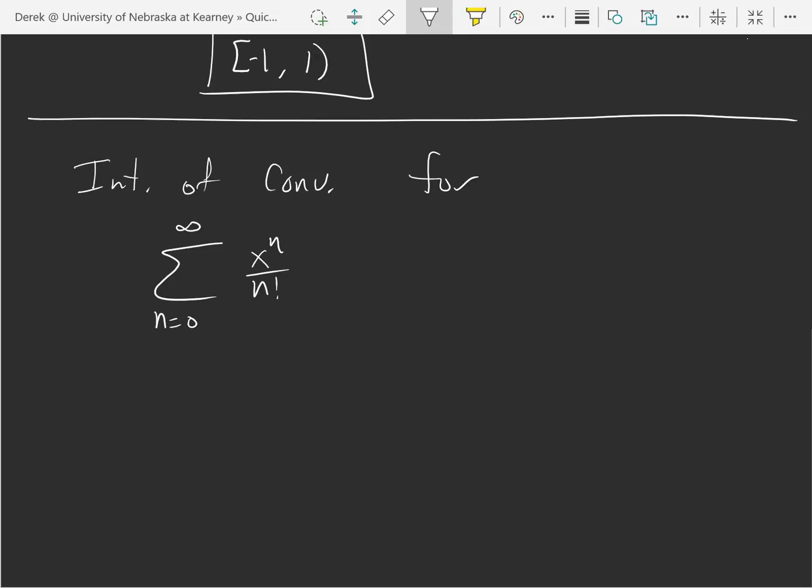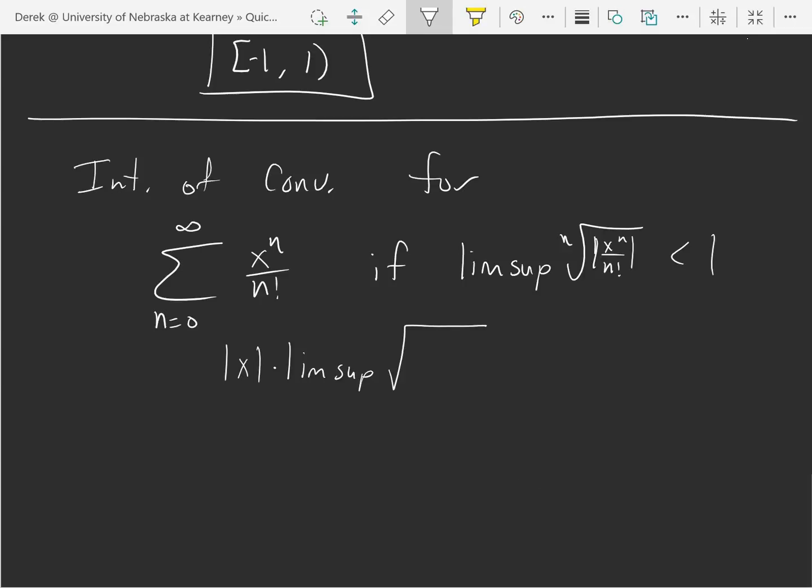Okay, so this has convergence if the lim sup of the nth root of |x|^n over n factorial is less than 1, right? So if I look at this, I get |x| times the lim sup of the nth root of 1 over n factorial. And when I get to there, I'm not quite sure what to do with that.